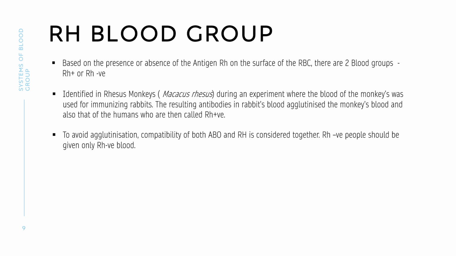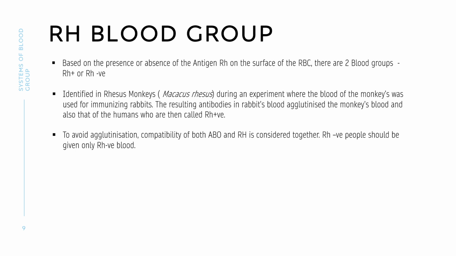Rhesus monkeys are the ones where there was an experiment in which the blood of the monkey was used for immunizing the rabbits. The resultant antibodies in the rabbit's blood agglutinized the monkey's blood, and the same blood from the rabbit also did the same to the humans, which means that the humans also have the same factor which the rhesus monkeys have. This factor was known as the rhesus factor. And those humans who have the rhesus factor are known as Rh positive.